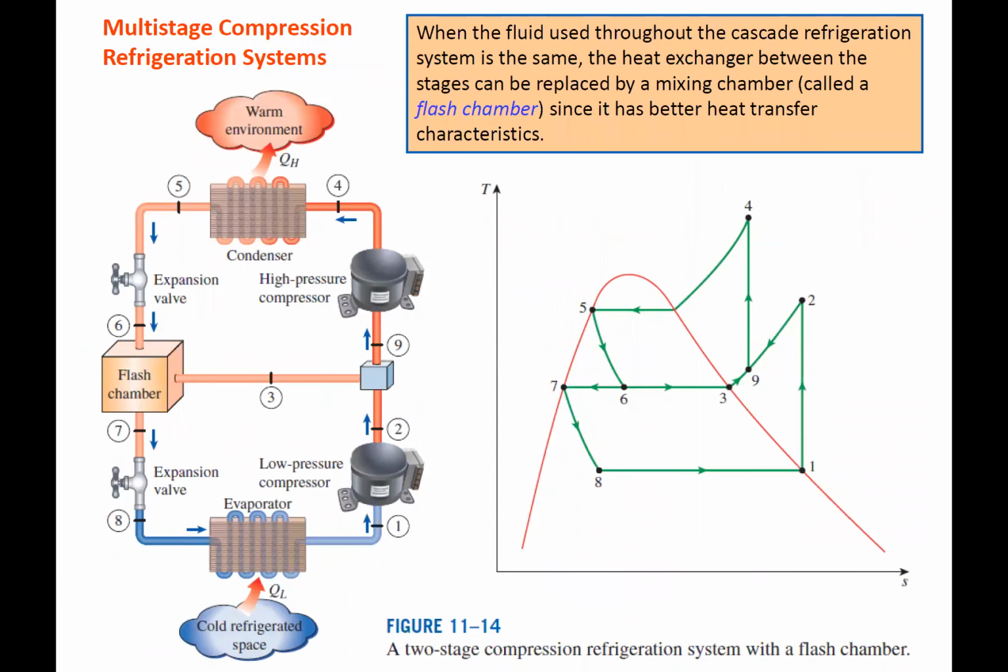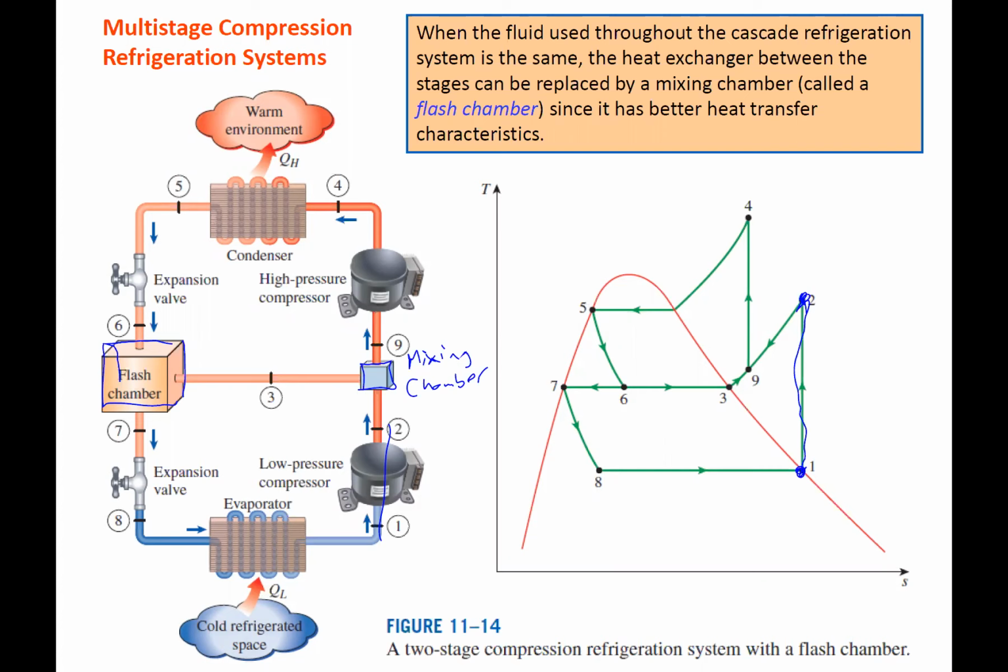All right, this one's a little trickier, but not too bad. The main things that are new are this flash chamber we have here, and then the other thing we have here is just a mixing chamber. All right, so let's work our way around. We have state 1. We go through and we compress, so we've compressed to 2.